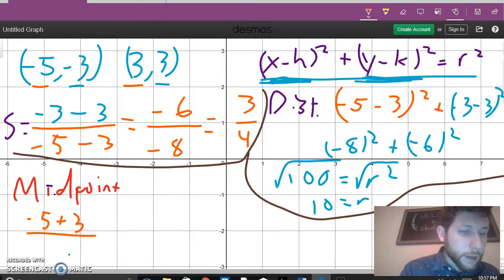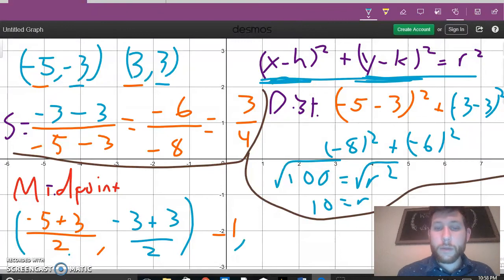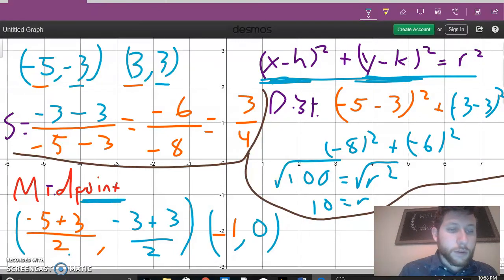So (-5 + 3)/2, comma, and again, we use our y's, (-3 + 3)/2. And if we put that in our calculator, the orange one is going to come out to -1, and the blue one is going to come out to 0. Okay, so (-1, 0). And remember, the word point here, we're going to get a form that looks like a point, just like that.